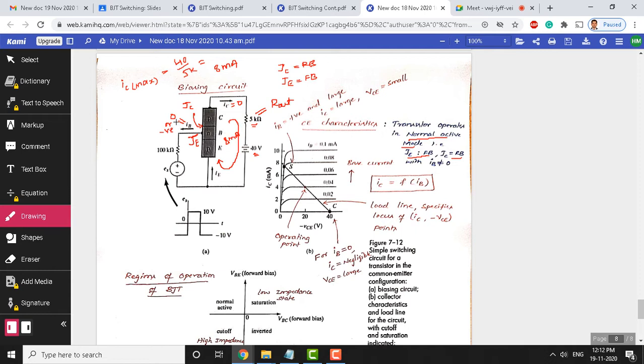So when the base current is 0 or negative, which can be achieved by reverse biasing the emitter junction, the base current being 0 results in collector current also being 0. With the collector current 0, there is no current flowing through this loop. So there is no voltage drop across the 5 kilo ohm resistance, and this entire 40 volts now appears across the transistor, that is VCE, which is 40 volts.